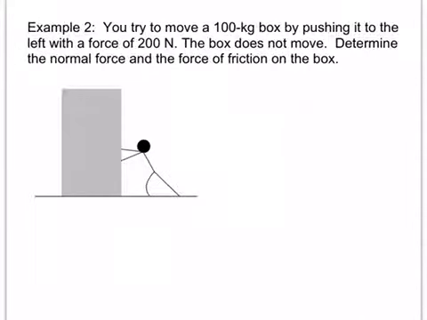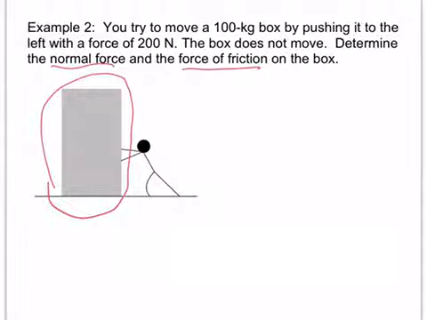Okay, for our second and final example, we're going to do something a little bit more complicated. Here we've got a situation where you try to move a 100 kilogram box by pushing it to the left with a force of 200 newtons. The box does not move, and we want to determine the normal force and the force of friction on the box. So I've identified the system as the box, and we're going to draw a force diagram for it.